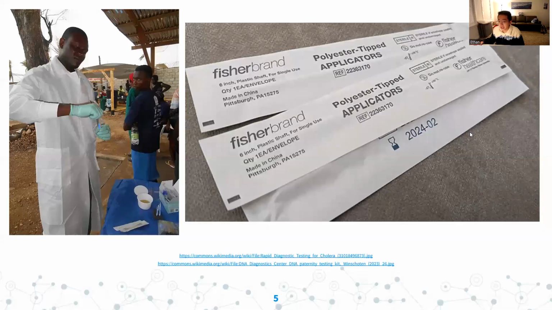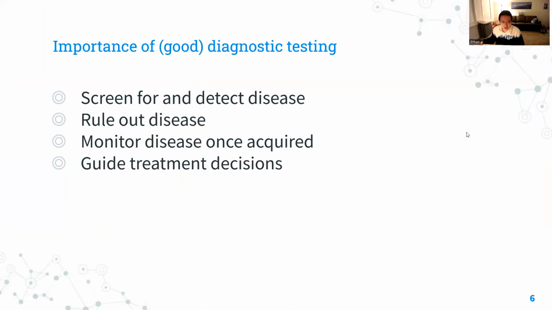They turn to diagnostic testing. And we know this through COVID, but it's bigger than infectious disease. Diagnostic testing helps us screen for, detect, rule out, and monitor diseases that range from cancer to diabetes to internal bleeding. And these really guide treatment decisions, because these tests help doctors figure out what the problem is and thereby what they should do about it.